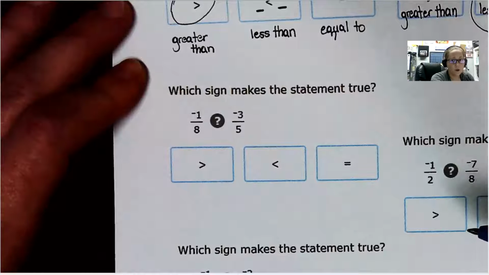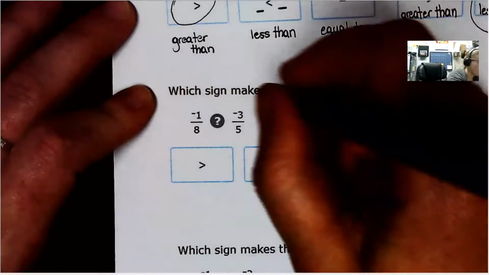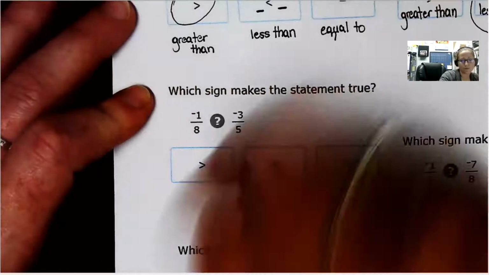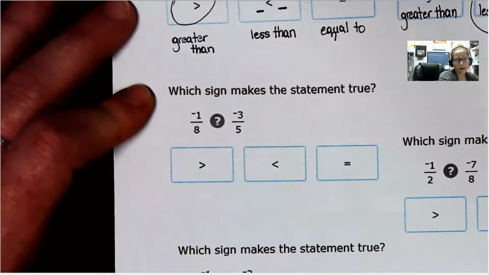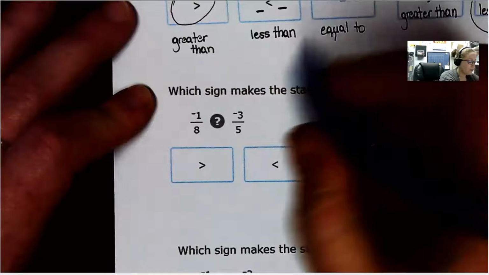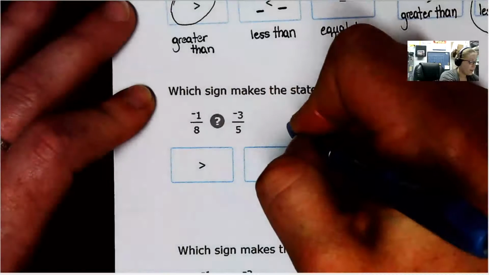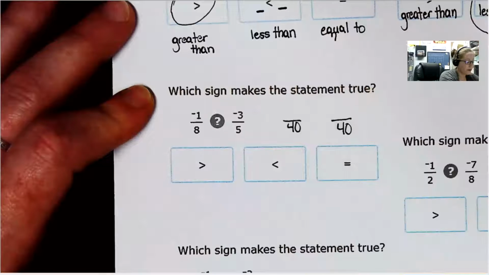5 cannot go into 8, and 8 cannot go into 5. So we have to find a number that both 8 and 5 will go into. A good way to look at that is to multiply them by each other to get that number, or you can look at even smaller numbers, but we're going to make the denominators both 40.